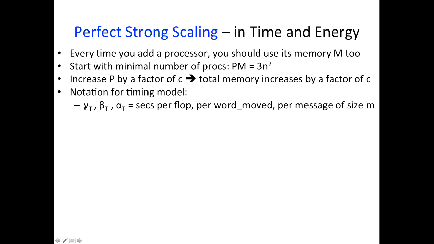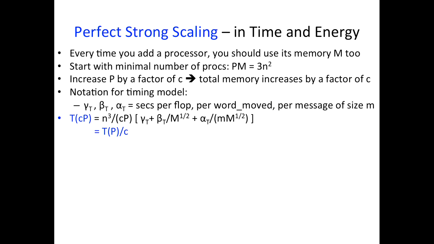I'm going to count the time per flop, gamma t, the time per word moved, that's the inverse bandwidth, beta t, and the time per message. And then I can write down a simple, somewhat messy formula that says the time to solve the problem on C times P processors is this. Now, I don't want you to read that. I just want to understand how it scales.